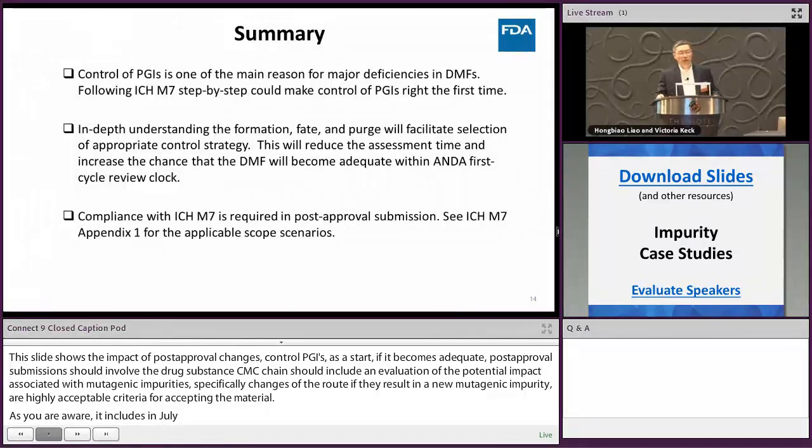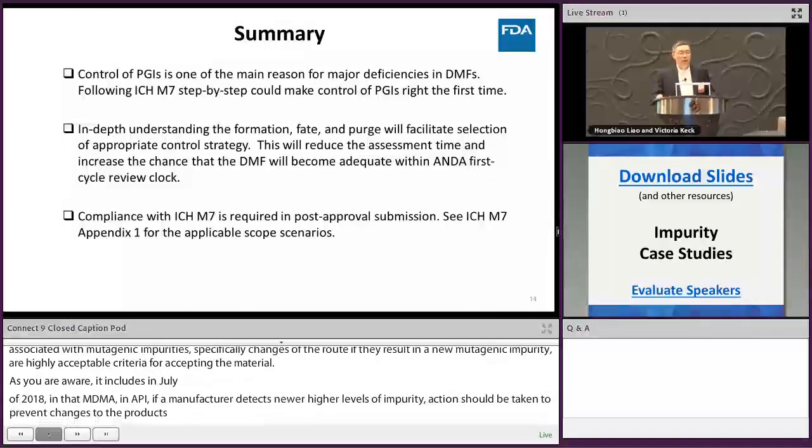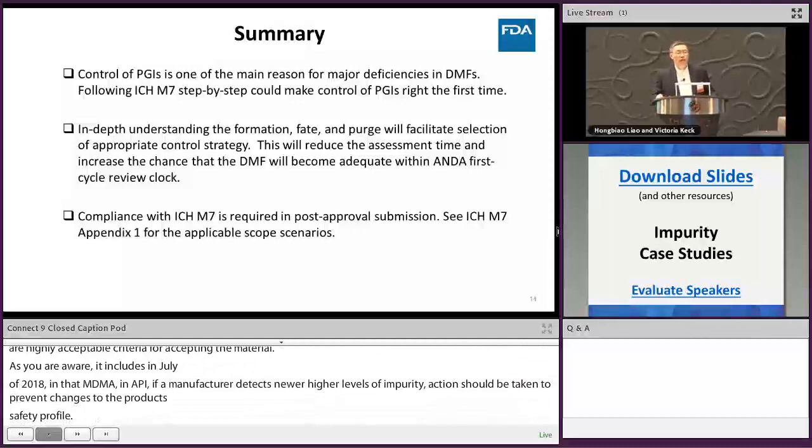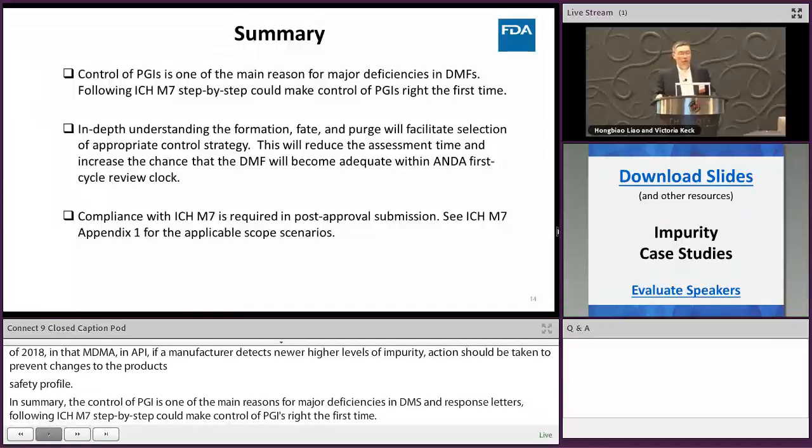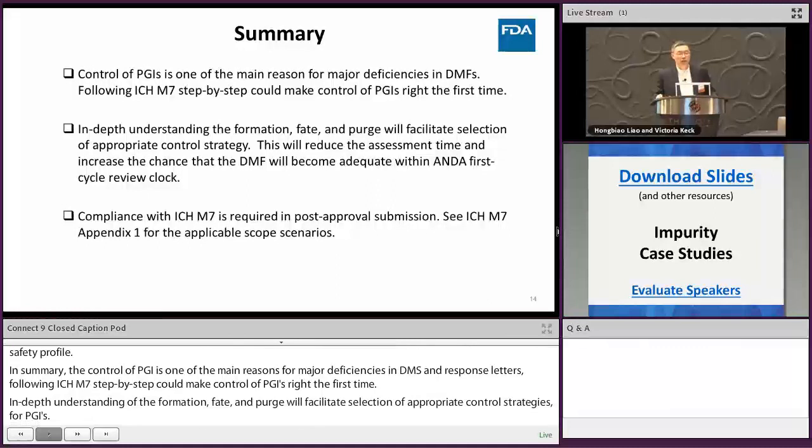In summary, control of PGIs is one of the main reasons for major deficiencies in DMF complete response letters. Following ICH M7 step by step could make control of PGIs right the first time. In-depth understanding of the formation, fate, and purge will facilitate selection of appropriate control strategies for PGIs. This will reduce the assessment time and increase the chance that DMF becomes adequate within the first cycle review clock.